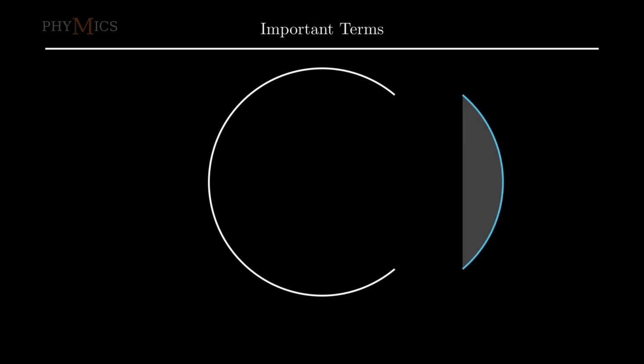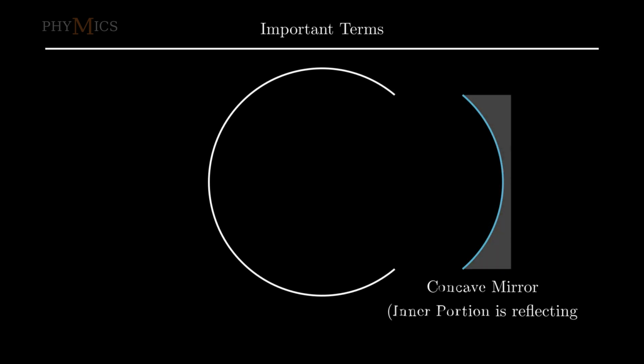Number 1. If the inner portion is polished, the mirror so obtained is called convex. Number 2. If the outer bulge is polished, the mirror is called concave.